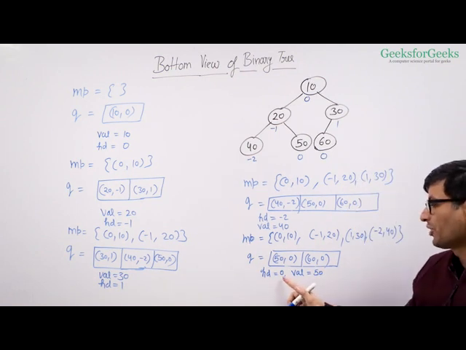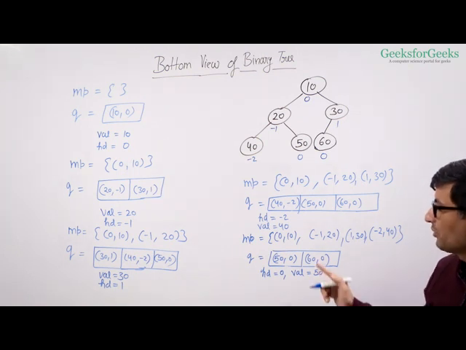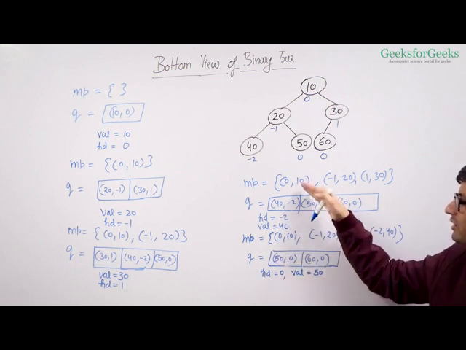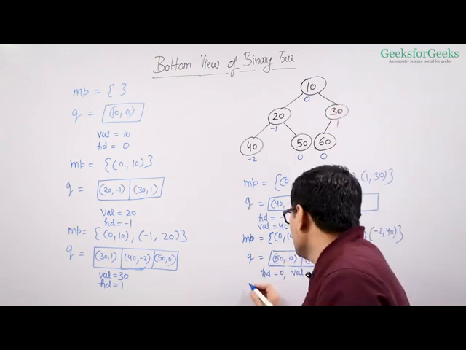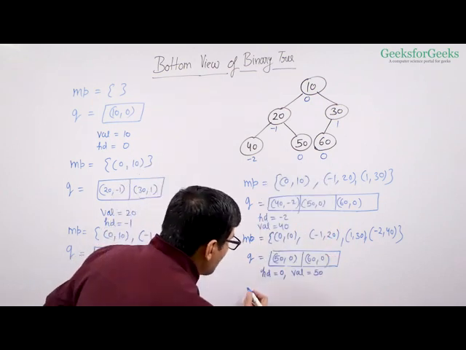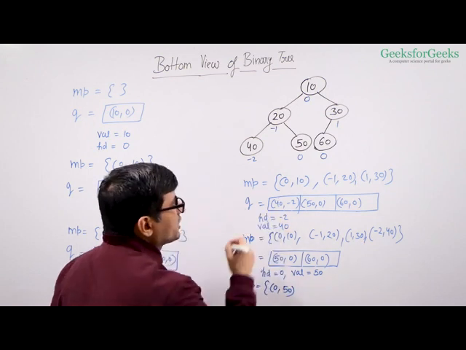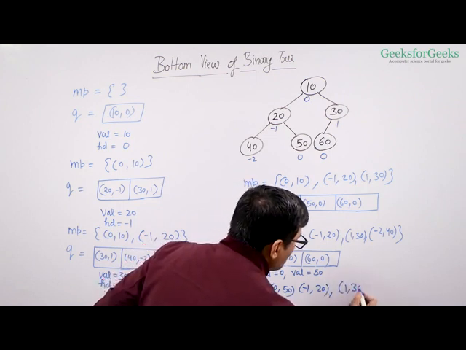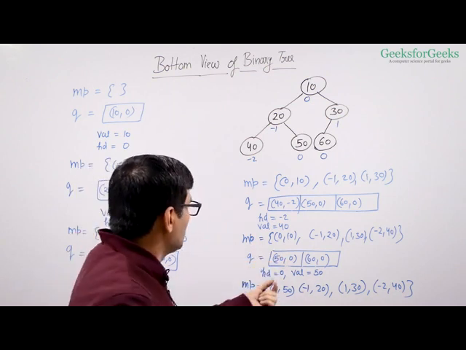We are going to look up this horizontal distance in our map, and we already have an entry for horizontal distance 0. So we are going to overwrite the value 10 with the new value 50, because this is a node which is at a lower level than this, right? 10 comes lower into the vertical line. So we are going to overwrite this 10 with 50. So our map is now going to contain 0, 50, where 50 is the new value for this key, and the remaining values remain as they are, -1, 20, 1, 30 and -2, 40. And we have removed 50 from the queue. So now our queue has only 60, 0.